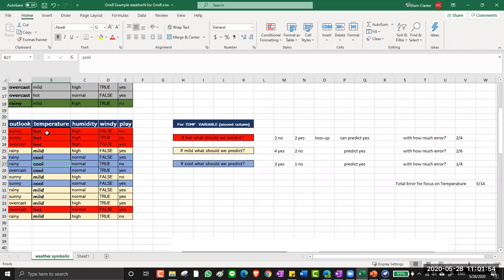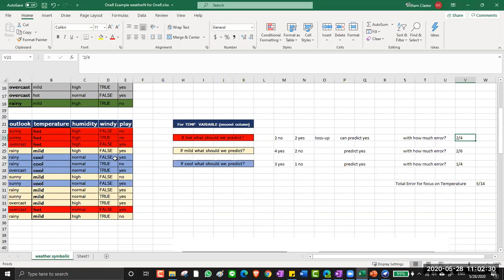So if temperature is hot, I put it red. So what do we have? We have 2 no's and 2 yeses. So that's a toss-up or a tie. In that case, you just have to predict something, so you choose either one. I chose yes, but you could have chosen no, it doesn't matter. So how much error is there? There's 2 out of 4.